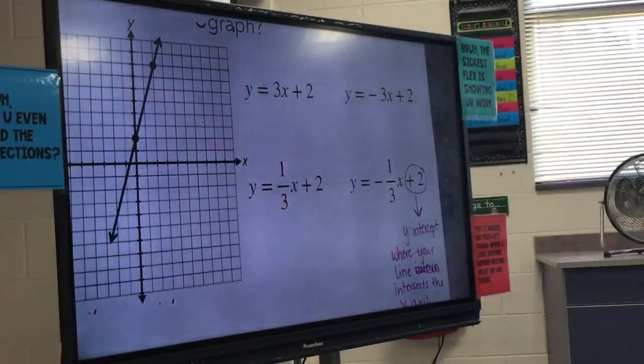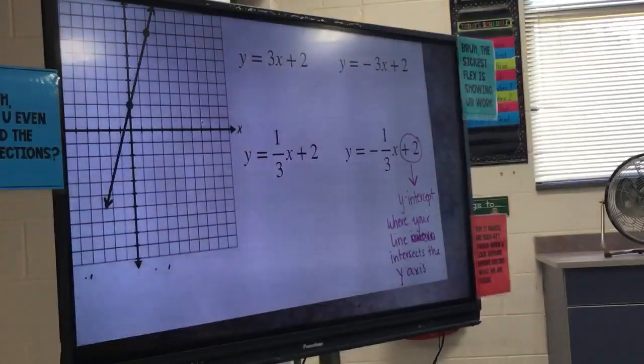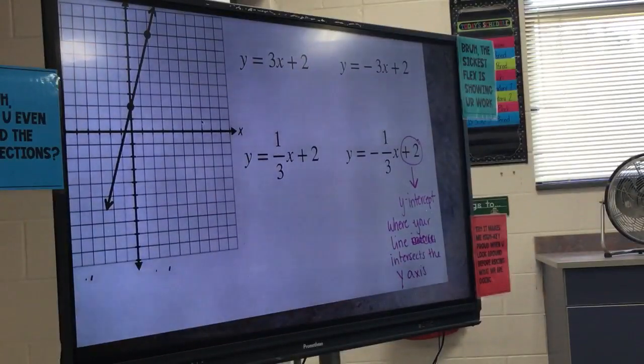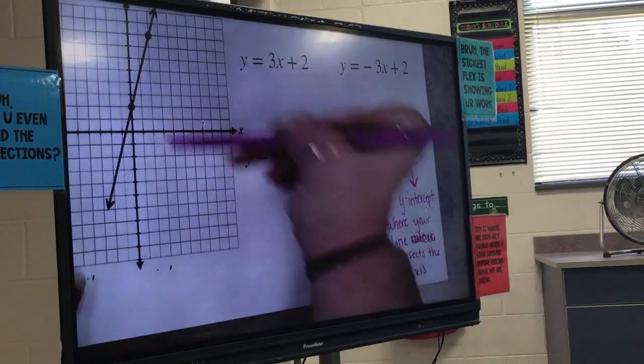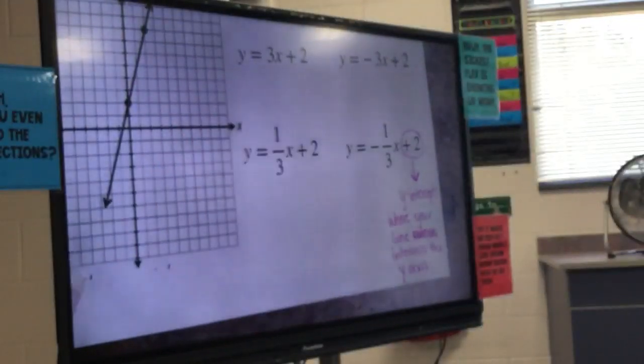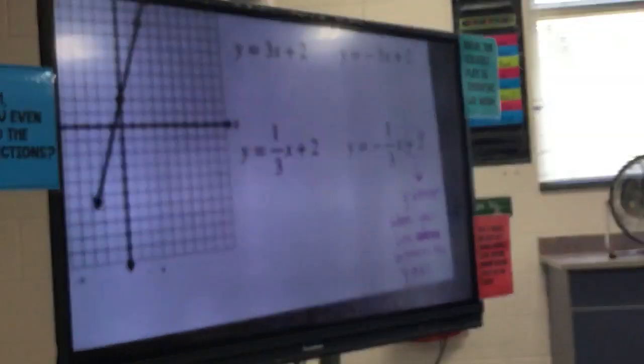Soraya, stand up. So where does our line intersect our y-axis? So the y-axis is right here. So what number does it intersect it at? So 2 people see?